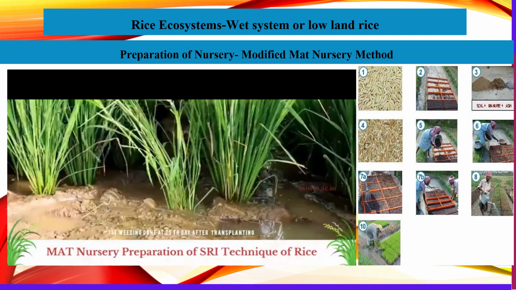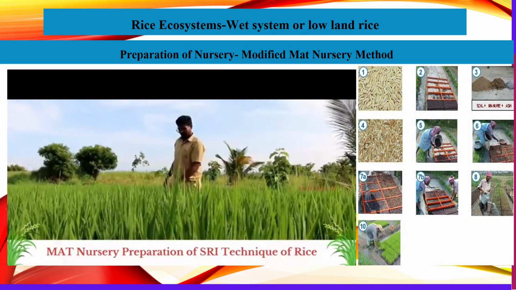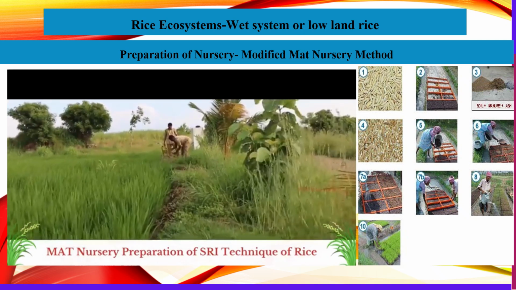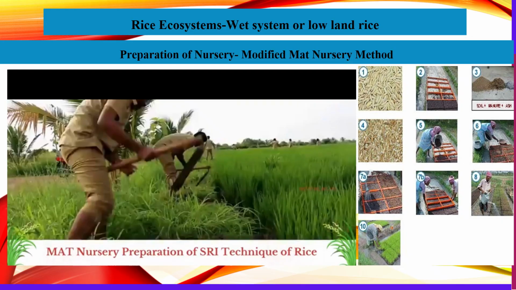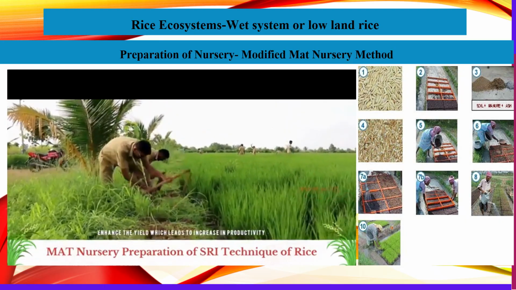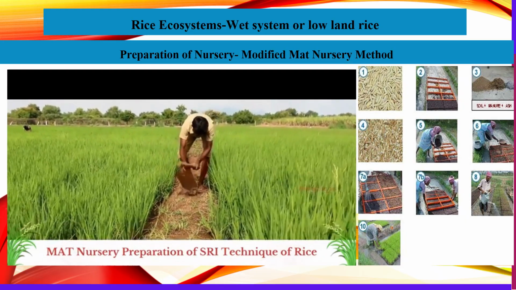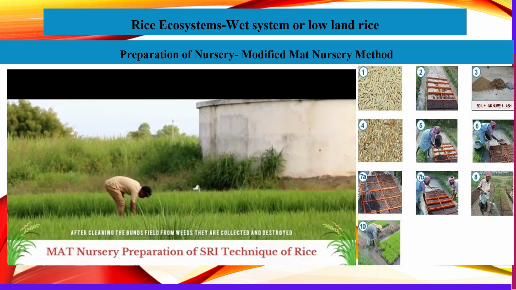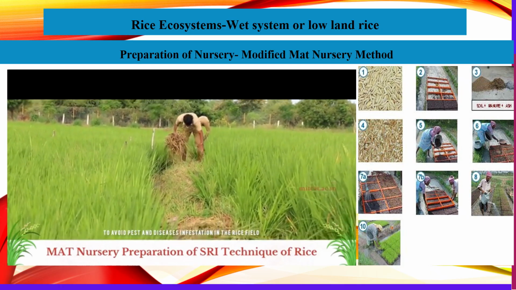First weeding is done at 25th day after transplanting. Followed by this, bund clearing is also to be done. This will reduce the competition between weed and crop and enhance the yield, which leads to an increase in productivity. After clearing the bunds and field from weeds, they are collected and destroyed to avoid pest and disease infestation in the rice field.